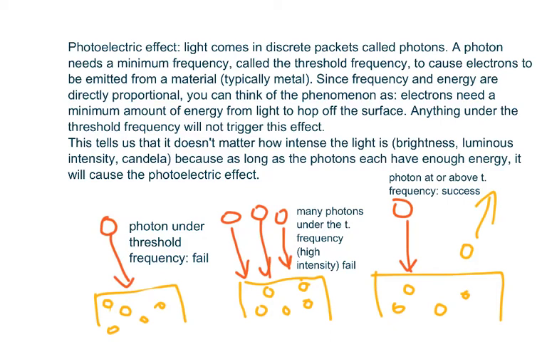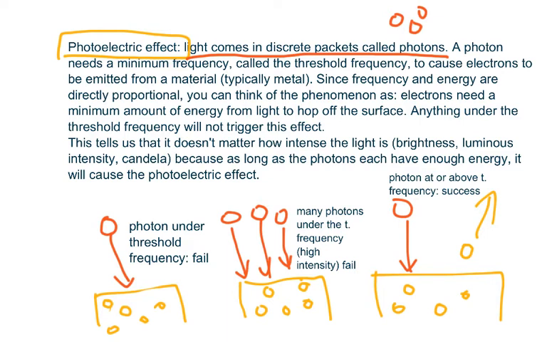Hi everybody, in this video we are going to go over 3 topics regarding electrons. The first topic that we are going to go over is the photoelectric effect. So first of all, light comes in discrete packets called photons, and these photons are just particles, remember?